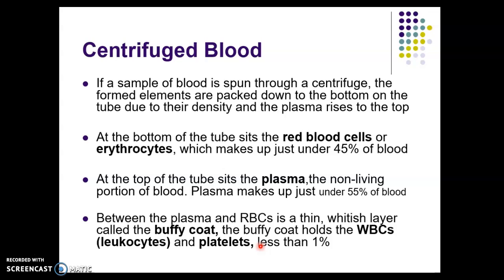So in spun blood, the red blood cells are going to be down at the bottom. There's going to be a really thin layer above the red blood cells, which we call the buffy coat. And in that layer is where the white blood cells and platelets are. And then above that, the majority of blood, over about 55%, is going to be the plasma. So a little less than 45% of blood is red blood cells, a little less than 55% of blood is plasma, and that leaves about 1% left over for white blood cells and platelets.